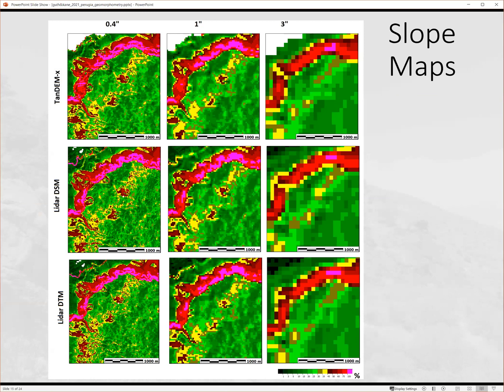Okay, so finally, here is our slope map. The TanDEM-X, the LiDAR DTM, and the LiDAR DSM at the 3 resolutions. You notice that as you go from left to right, the pixels become obvious, and so we're losing a lot of detail. We are also losing the steepest slopes, which are the ones in purple. But if we look at each scale, they're very similar in terms of what we're seeing. So the TanDEM-X and our resampled LiDAR are giving us a very similar picture.